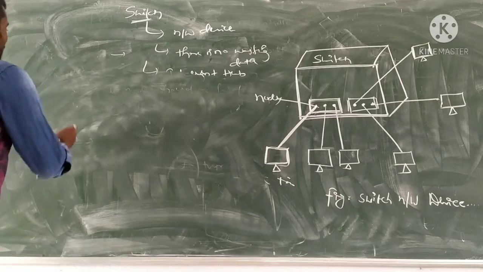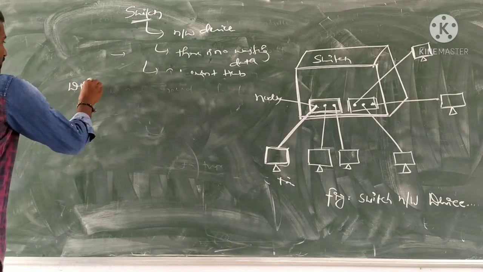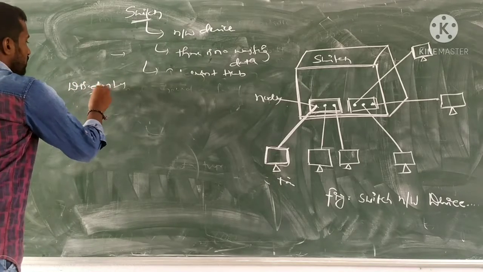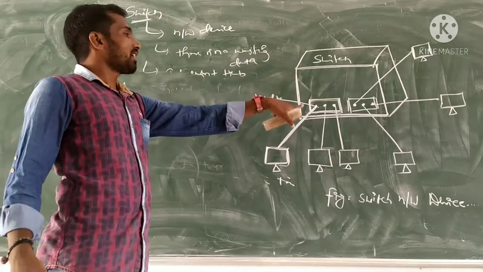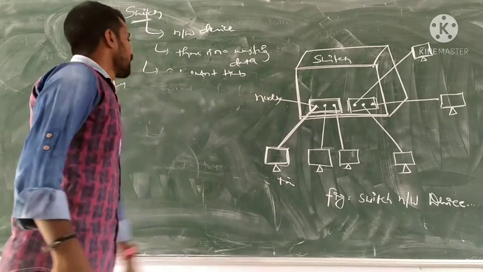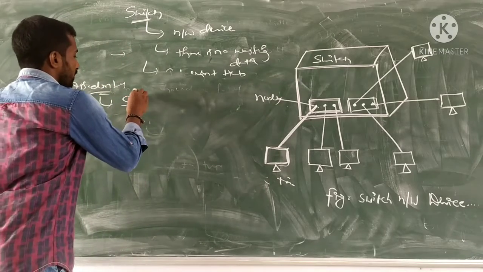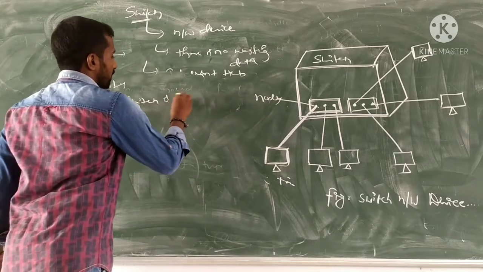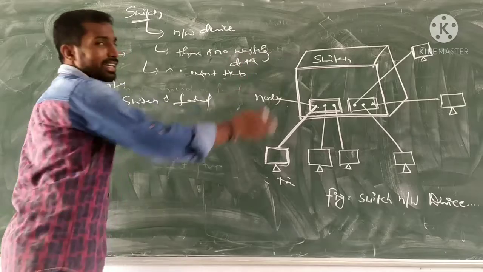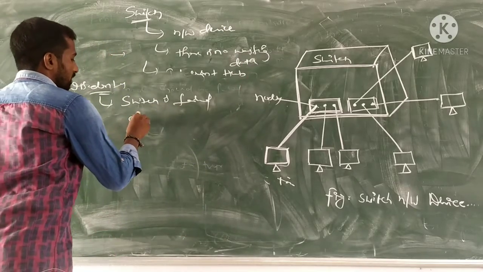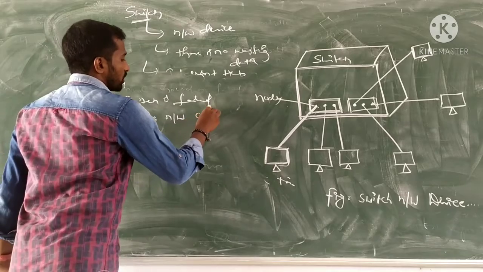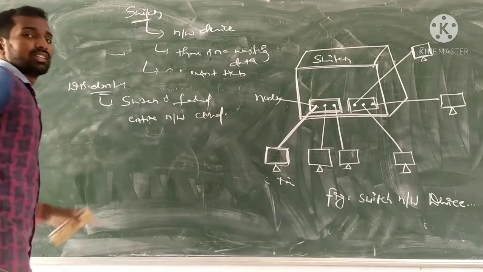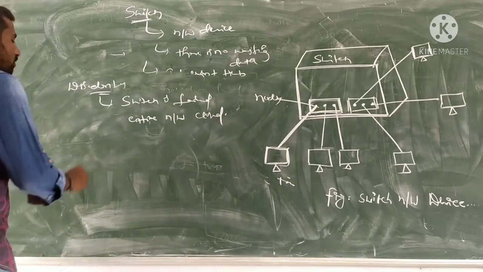And coming to the disadvantages, the first one is if the switch fails. Here, not a node, but the switch itself. If the switch fails, the entire network will collapse. The entire network will be closed or collapsed. This is one of the disadvantages.